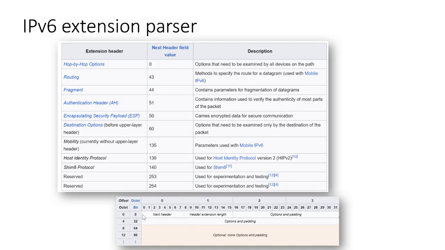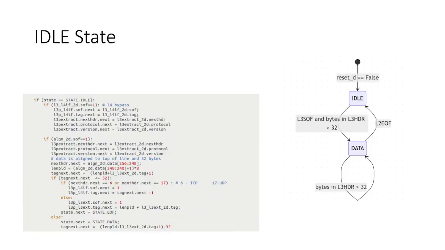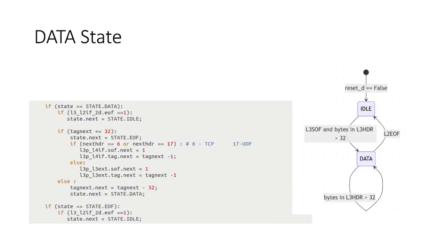So that's why we have designed a parser that parses just one extension header, and then we can daisy chain these extension parsers to produce parsing of n number of extension headers. We showed exactly how the IOs look, and then we showed you how the state machine looks. Using the state machine, you can parse the IPv6 extension headers. So with that, I guess we have come to the end of the video.